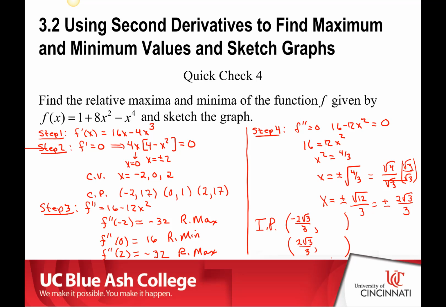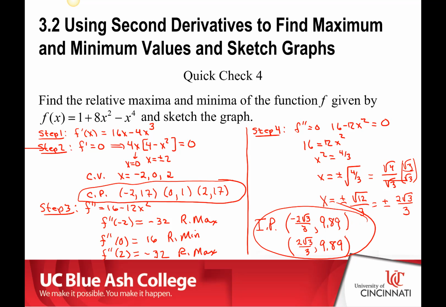We got to be careful. Remember, we're looking for y values. Is that going to mean referencing y1, y2, or y3? y1, way to go. Okay? So when we pull out these x values, it's going to be 9.89 for both of them. Okay, so we've got all kinds of stuff going on here. We have some critical points. We have some inflection points.